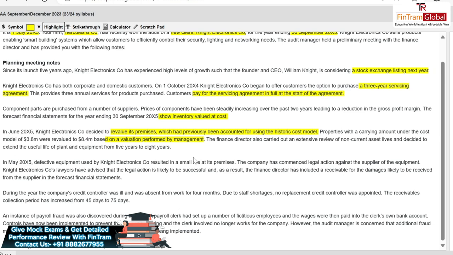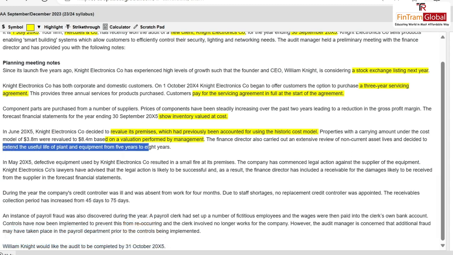Why would they overvalue their land or premises? Basically to overstate the asset, isn't it? That's a possibility, isn't it? So we can write it as a risk. And what else? The finance director also carried out an extensive review of non-current asset lives and decided to extend the useful life of plant and equipment from 5 years to 8 years.